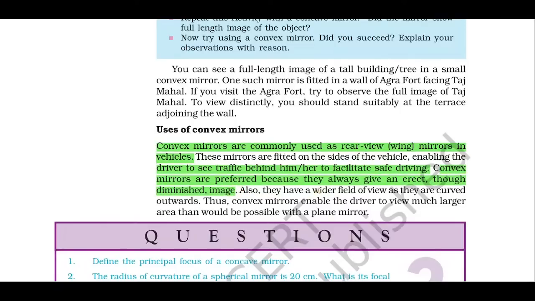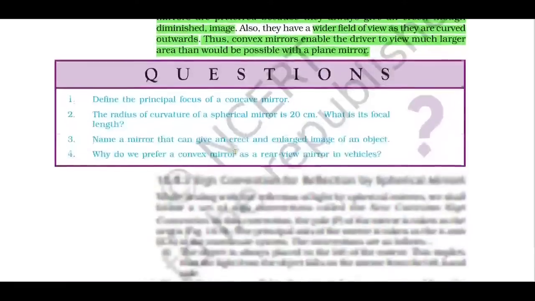And also they give a wider field of view as they are curved outwards. So convex mirrors give a wider field of view as they are curved outwards. So this is an important use of convex mirrors.